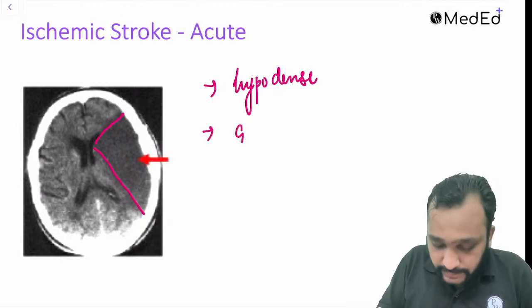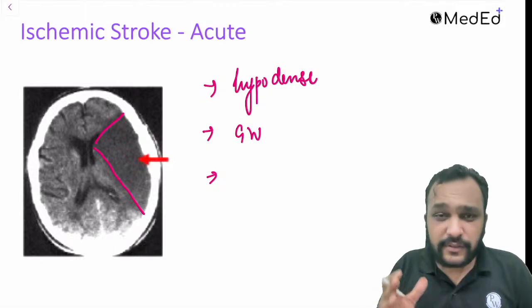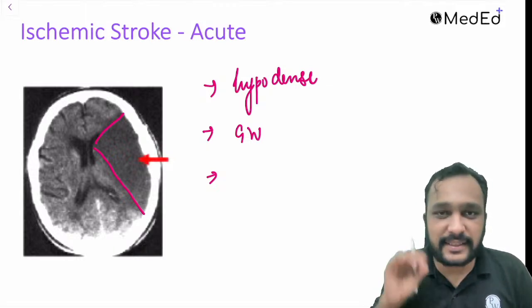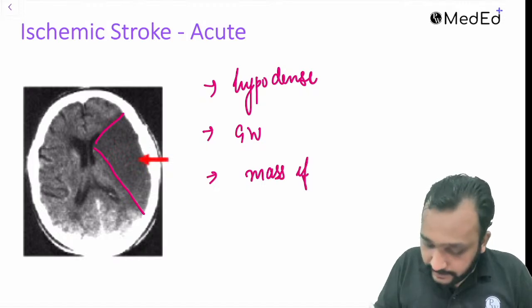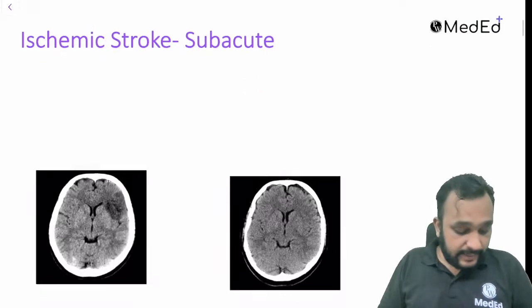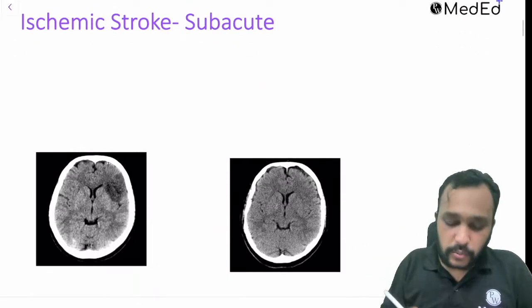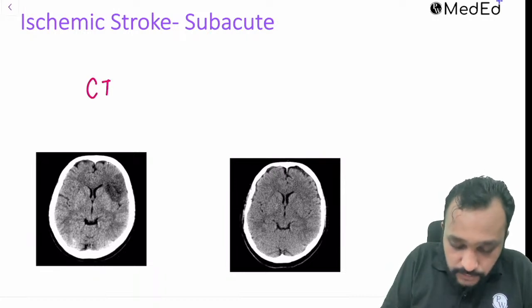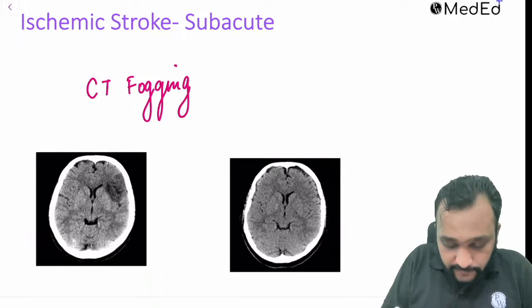It involves both the gray and white matter, right? These are the important signs, and it can also cause mass effect, right? And then guys, talking about subacute stroke, what is the important phenomenon that you are going to see in subacute stroke? It is the CT fogging phenomenon.